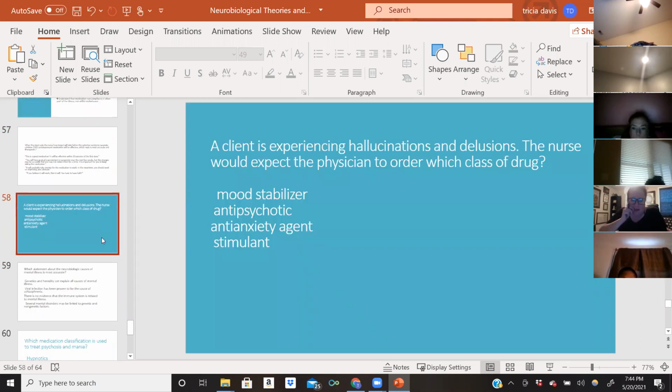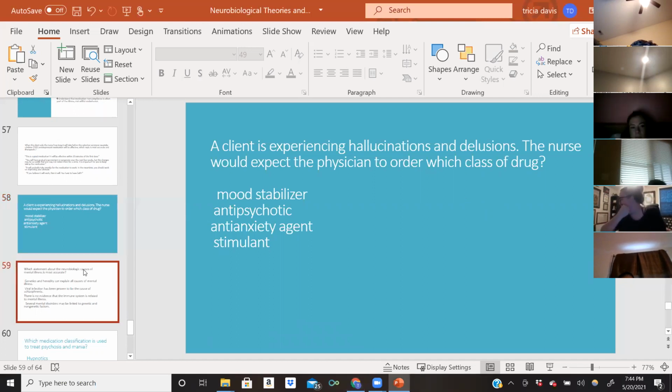All right, a client is experiencing hallucinations and delusions. The nurse would expect the physician to order which class of drug: an antipsychotic, a mood stabilizer, an anti-anxiety agent, or a stimulant? B, an antipsychotic. Yes. Hallucinations, delusions, schizophrenia. That is an antipsychotic drug.